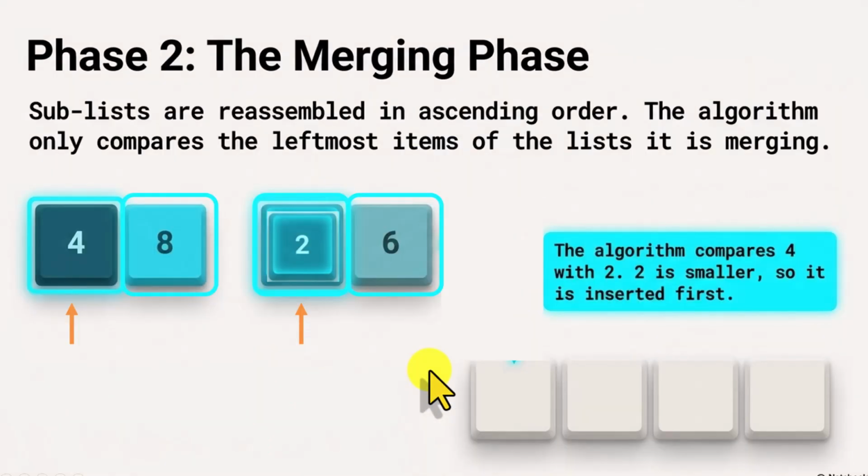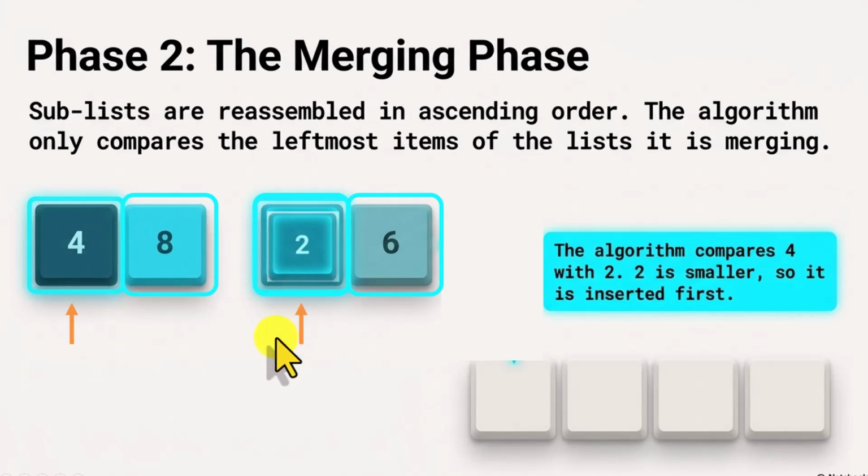See, phase 2 is the merging phase. So sublists are reassembled in ascending order. The algorithm only compares the leftmost items of the list it is merging. So see, the algorithm compares 4 with 2. Whichever is smaller, it will go to the next position. Right now we are comparing this element with this element, and these both are just the indexes that we have stored.